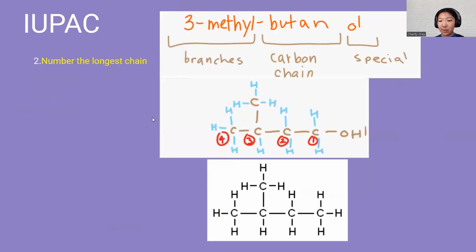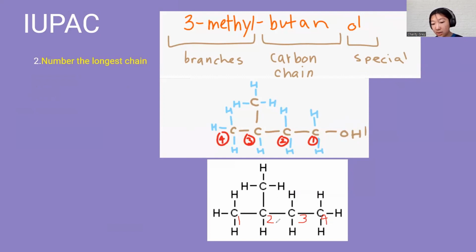The next step is to number the longest chain, right? So earlier we saw that for this special one, for this OL, we started with the number 1 next to the OL, the OH group, the alcohol, right? This is the OH group. We started our number 1 there, even though for this one, we would start numbering 1, 2, 3, 4, right?